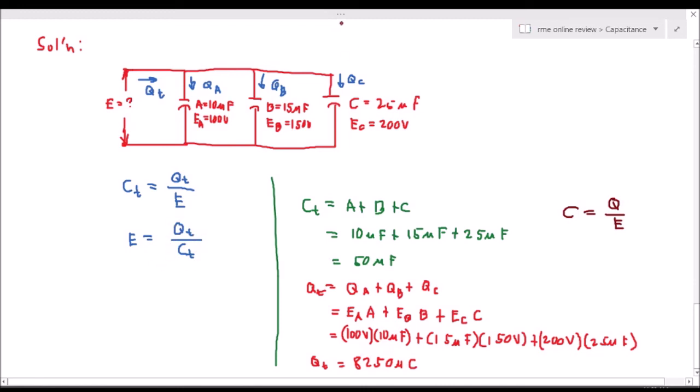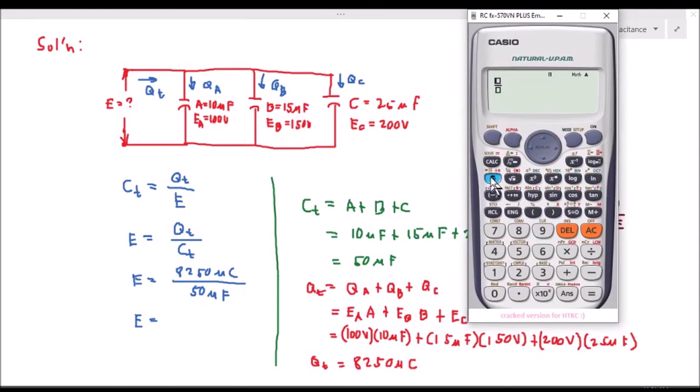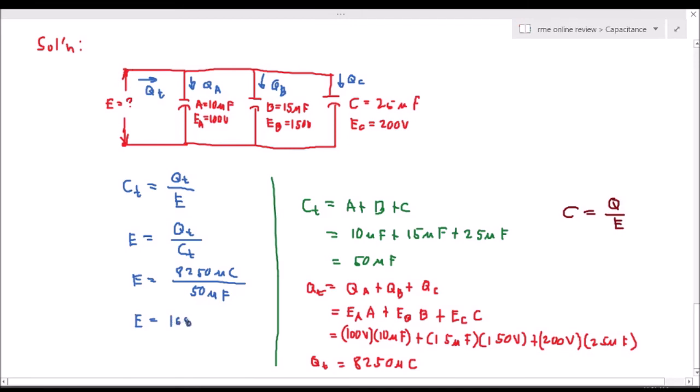Okay, so we have now our CT and our QT, so we could substitute that here so that we could solve for the voltage across the combination. So we have QT is equal to 8,250 microcoulomb over our total capacitance, 50 microfarad. So solving now for E, we'll use our calculator again, 8,250 microcoulomb over 50 microfarad, and we have 165, and the unit for voltage is volts. We have 165 volts, and that is our answer for this problem.